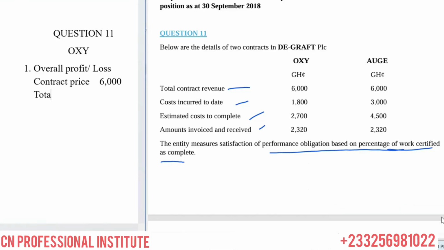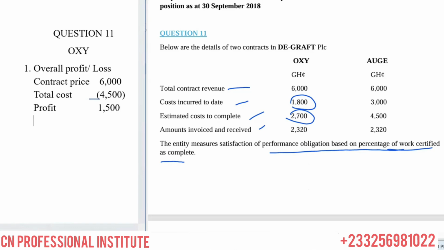The total cost is cost to date plus cost to complete. What's the cost to date? 1,800. Cost to complete is 2,700. So 1,800 plus 2,700 should give us something like 4,500. So we deduct and then we have the profit. Here there's no loss, so there's no onerous contract. There's a profit of 1,500.